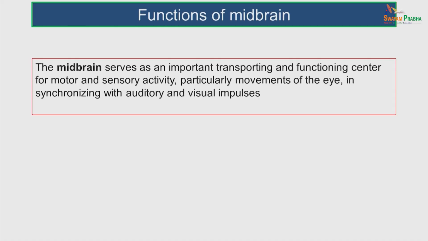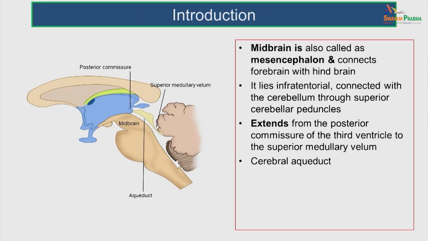What is the need to learn the midbrain? The midbrain serves as an important transporting and functioning center for motor and sensory activity, particularly the movements of the eye in synchronizing with auditory and visual impulses. That is, when somebody calls, you turn your head and look. So this coordination of the head and neck movements with the eye and ear activity takes place in the midbrain.